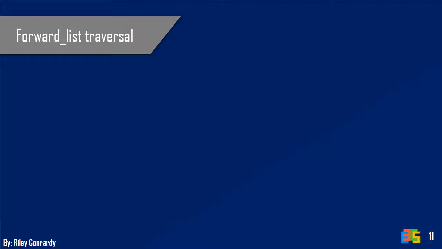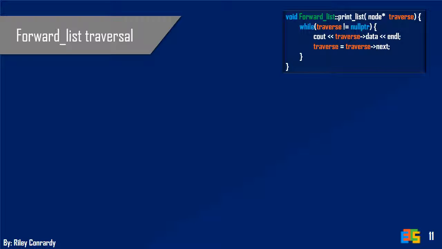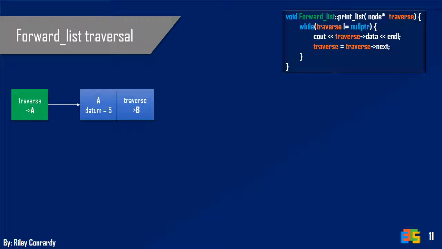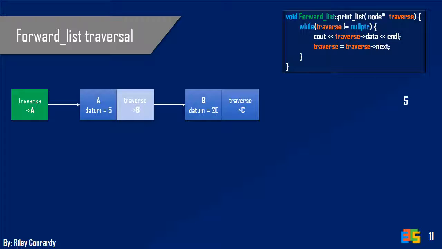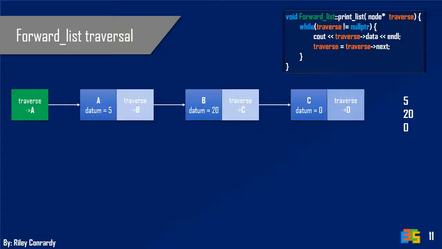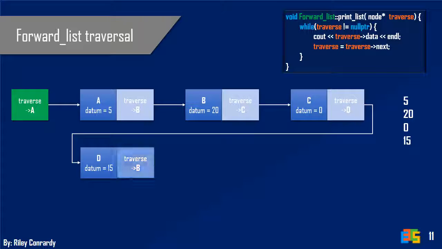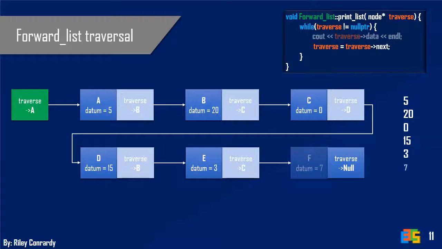For list traversal, we will use the print list function. Given a node pointer traverse, which points to A, we will print out A as long as it's not a null pointer. We will then find traverse next, which points to B. We will print out B given the same logic as A. We will continue this method until we run into a null pointer. We have now run into a null pointer and the function ends.